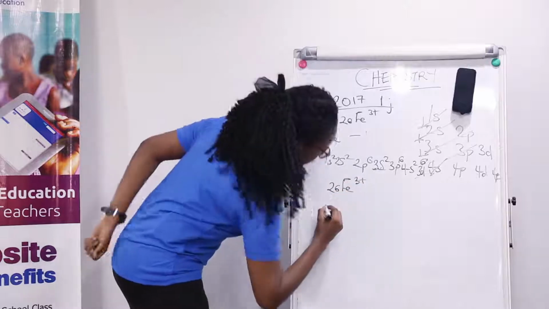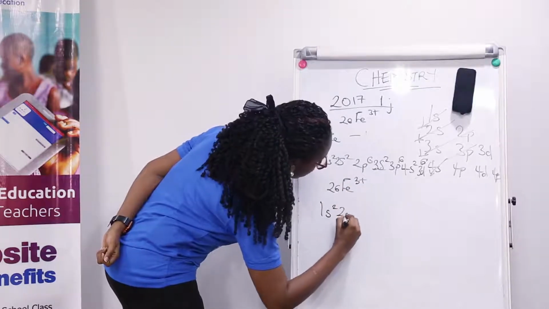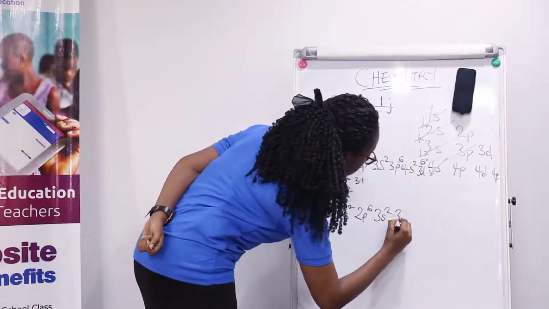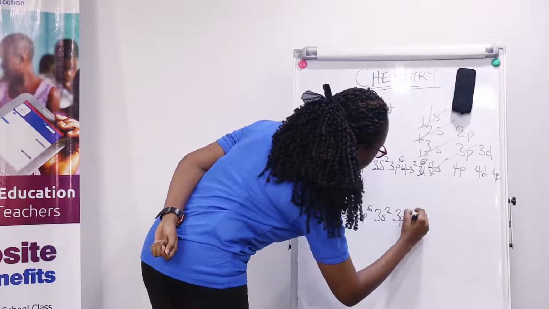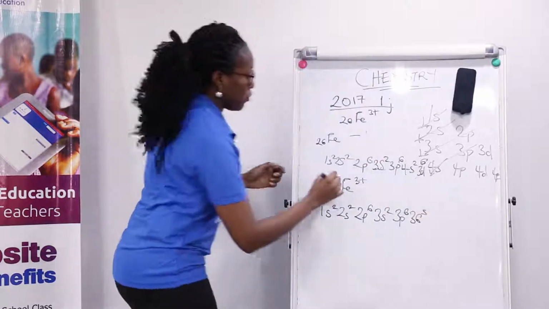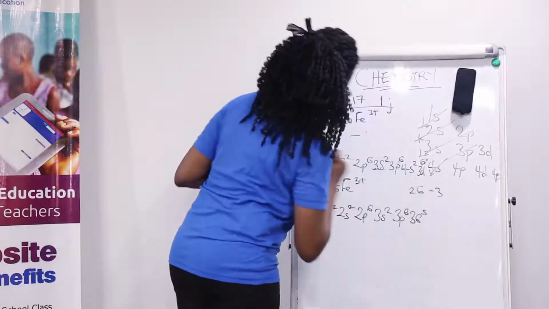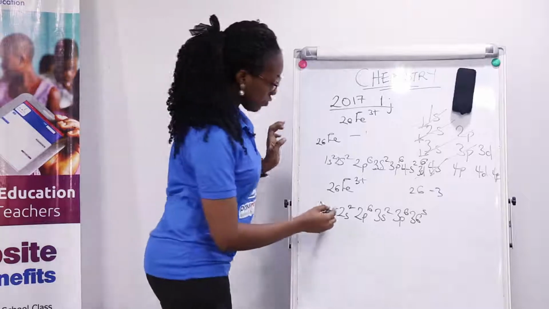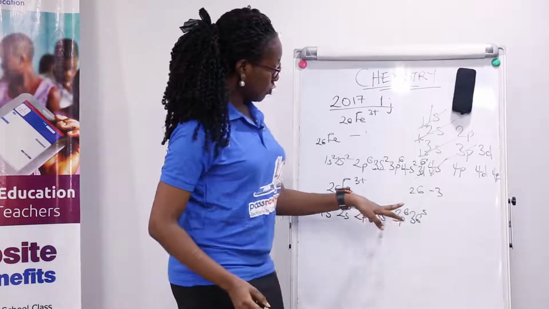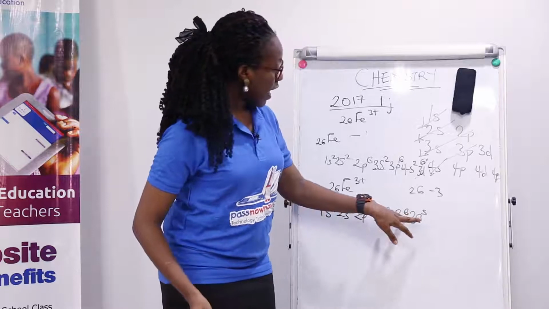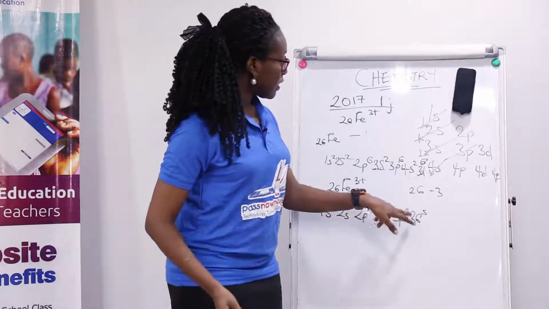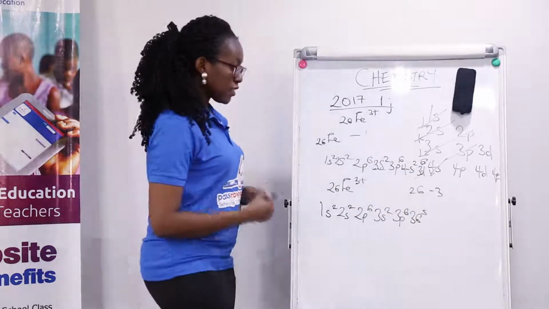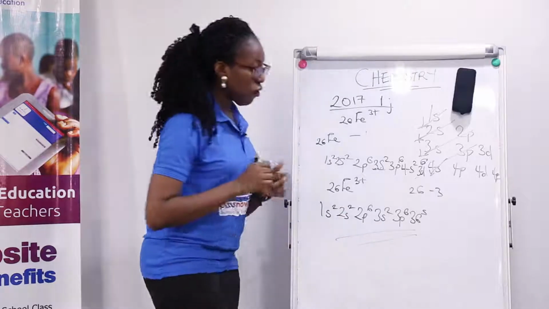So to fill this, we have 1s2, 2s2, 2p6, 3s2, 3p6, and 3d5. 26 minus 3 is 23 electrons. So a total of this is supposed to be 23 electrons. So this 4 plus 6, 10, plus 2, 12, plus 6, which is 18. 18 plus 5 will give us 23. Hence, this is the electron configuration for 26Fe3+.